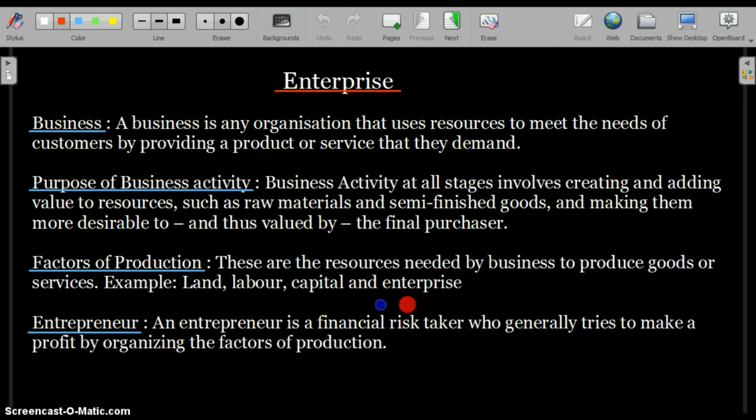Enterprises are entrepreneurs. Enterprise generally means entrepreneurs. So what is an entrepreneur? An entrepreneur is a financial risk taker who generally tries to make a profit by organizing the factors of production. These three factors of production are organized by the entrepreneur.